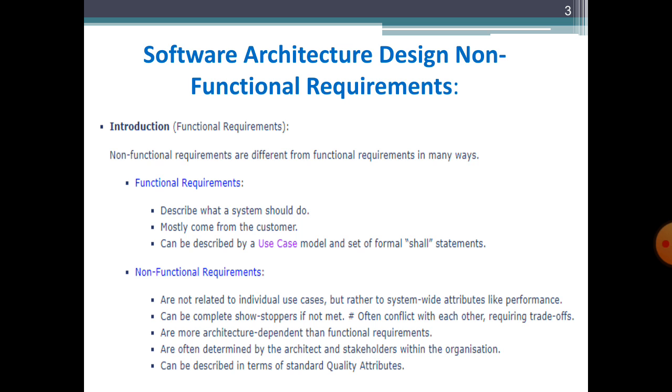So these non-functional requirements are actually determined by the architecture and the stakeholders of the system within the organization. Stakeholders, you are already well aware, are anybody who is directly or indirectly interested in the system. Stakeholders can be internal or external, so there are different kinds of stakeholders. I am not going into more detail about stakeholders, as you have already studied these terms in software engineering as well.